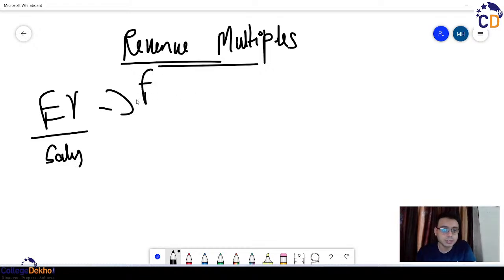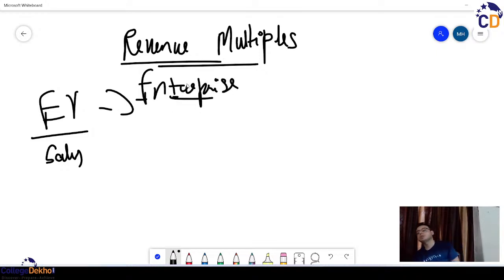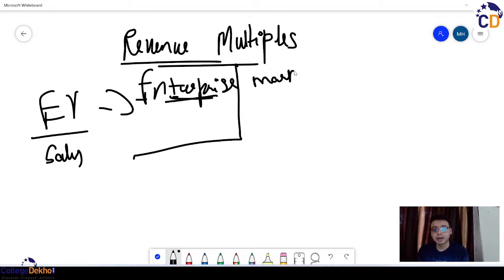EV is enterprise value. Now, if you want to know the enterprise value of the company, maybe for the purpose of mergers and acquisitions, because all those mergers and acquisitions can be done on the basis of enterprise value and not the market value. So, before understanding EV to sales, let's try to understand the difference between market capitalization and enterprise value.